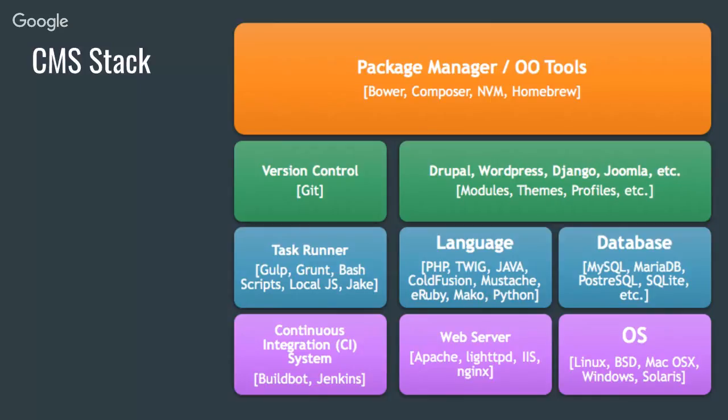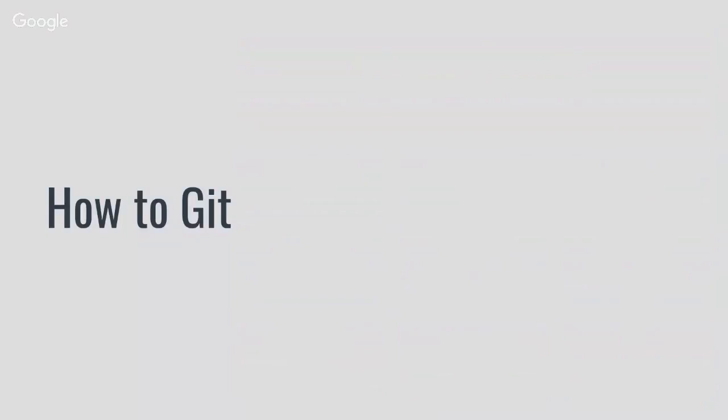So just a quick kind of comparison. You use it to store your code, and you can use package managers to help you manage Git. So if you wanted to change to a different version of Git, or upgrade your Git when a new version comes out, you would use your package manager, just like you would theoretically use Composer to update your Drupal. How to Git.